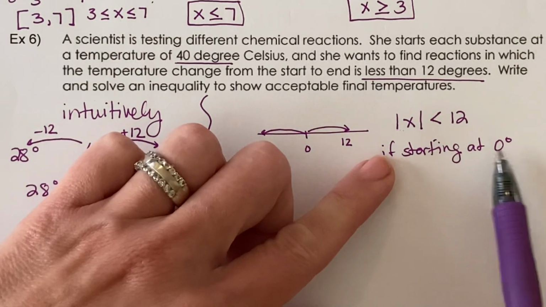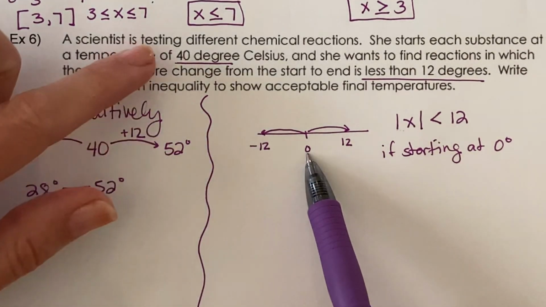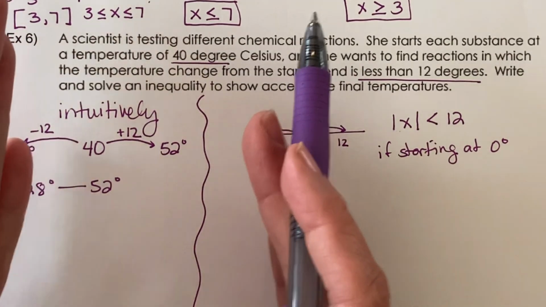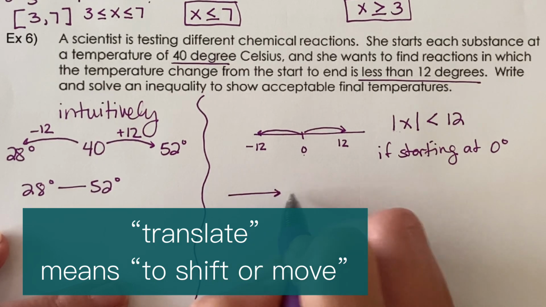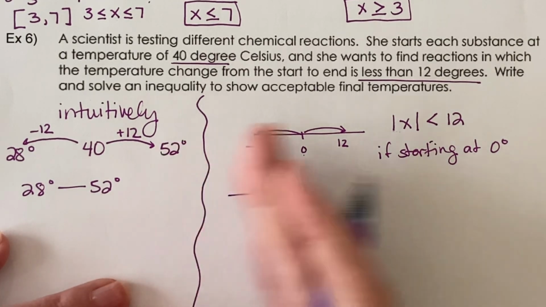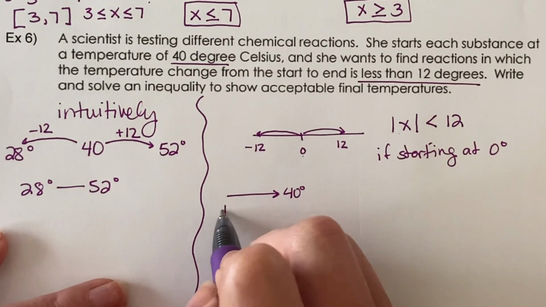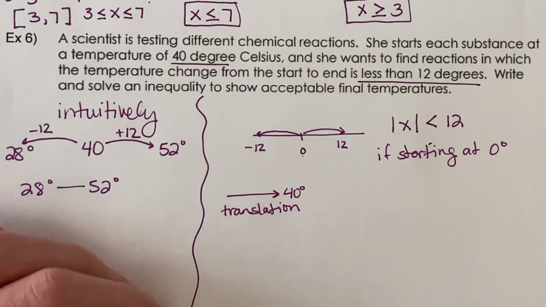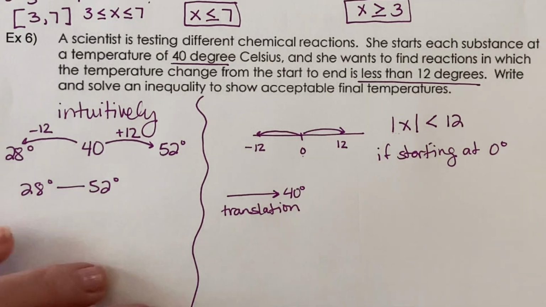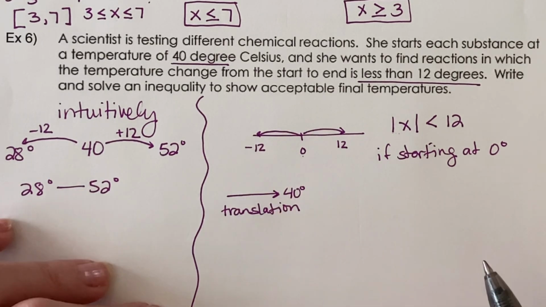What I have to do is take the 0 degrees start and translate everything up to 40 degrees. I have to move it 40 degrees in the positive direction. This is called a translation, and we've used this word before in math. I'm moving everything higher 40 degrees.